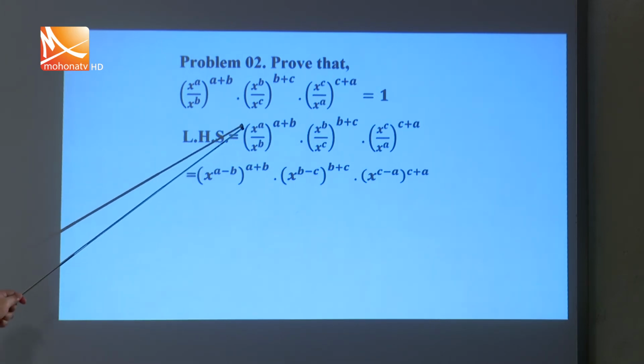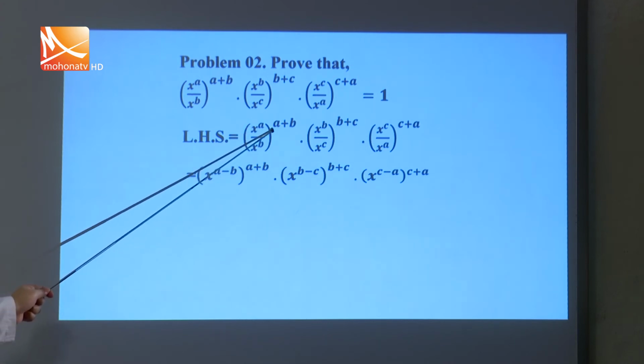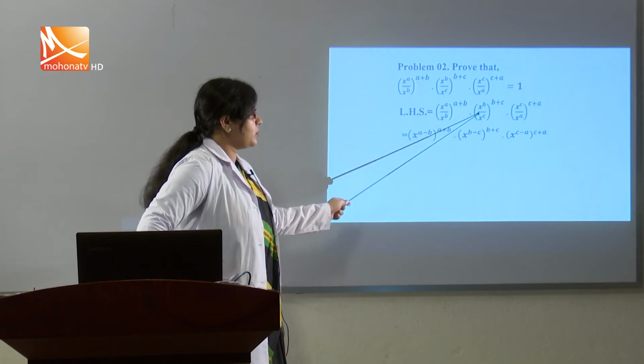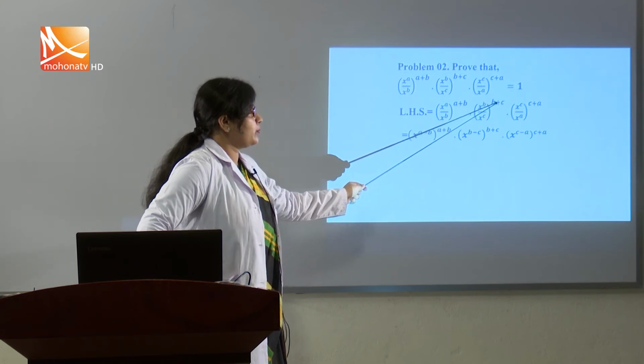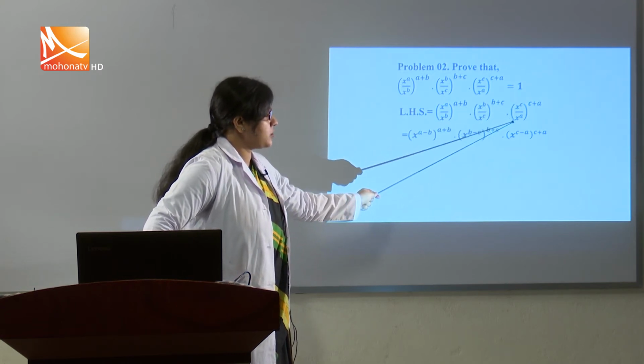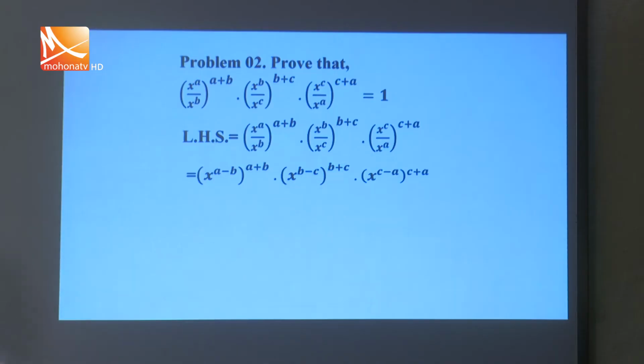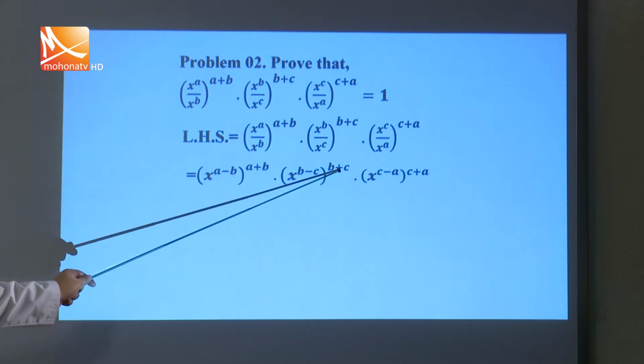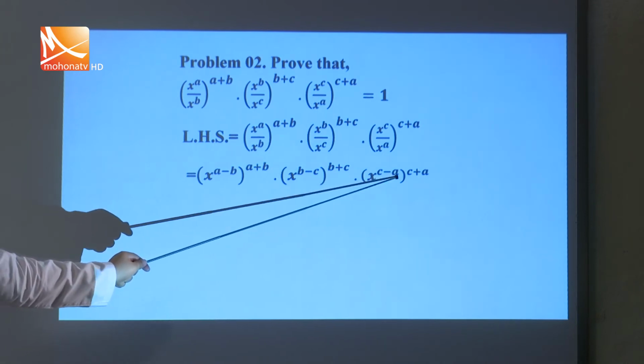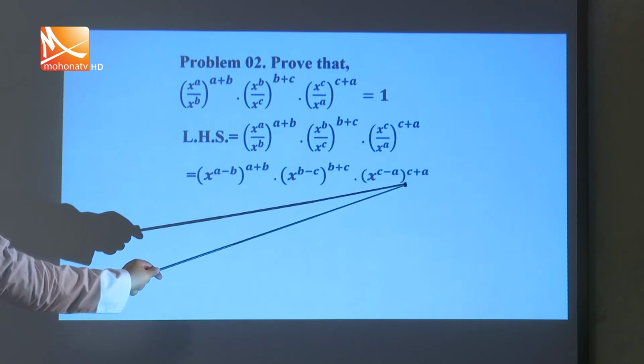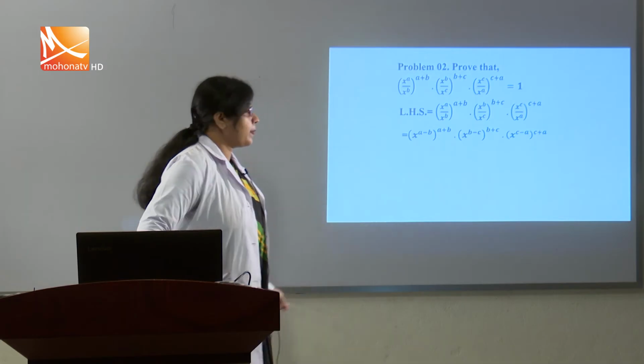In our left hand side, (x to the power a divided by x to the power b) whole to the power a plus b, into (x to the power b divided by x to the power c) whole to the power b plus c, into (x to the power c divided by x to the power a) whole to the power c plus a. Inside this bracket we can use the laws of division, right? That means we have to subtract the powers: (x to the power a minus b) whole to the power a plus b, into (x to the power b minus c) whole to the power b plus c, into (x to the power c minus a) whole to the power c plus a.